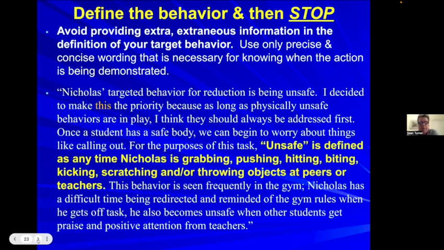All this other stuff is so important. It's so important to you as a teacher to be able to write it. But for us in this report, the yellow is important. Unsafe is, any time Nicholas is grabbing, pushing, hitting, kicking, scratching, or throwing objects at peers or teachers. All the other stuff is important when you're talking to parents, when you're talking to your co-teachers. Your opinion is very, very important. But for writing a report and being very precise, measurable, and observable, we want to look at what's in the yellow.